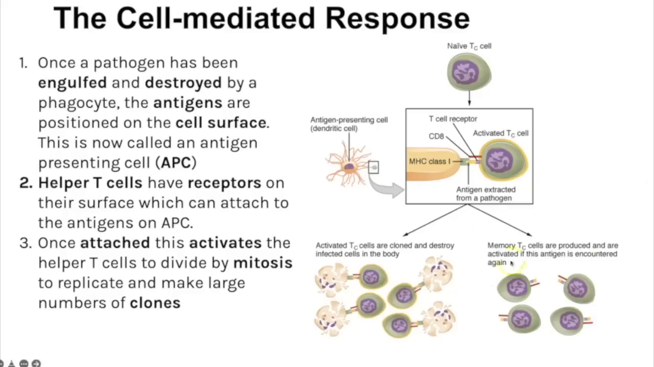So essentially, this stage is to make sure you end up with lots of helper T cells which have the correct shape to bind on to that particular antigen. So you'll have lots of helper T cells within your blood that have different shaped receptors to be able to bind onto different shaped antigens. But if you have one collide, that will then activate that particular T cell with that particular shape receptor to divide by mitosis to make large cloned copies.